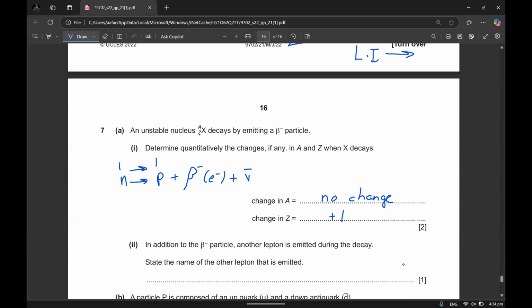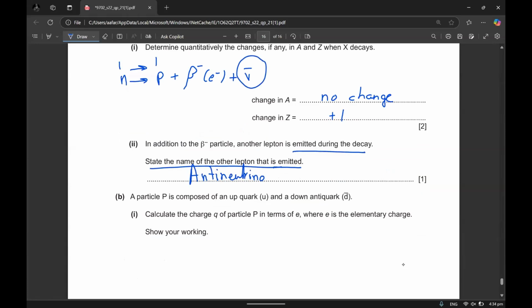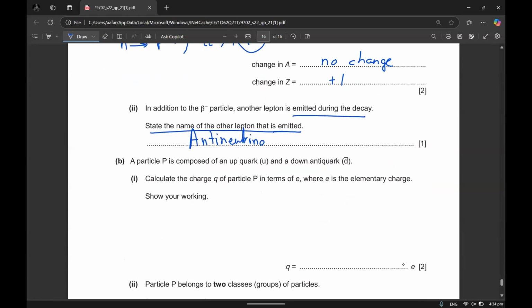In addition to the negative beta particle, another lepton is emitted in the decay. State the name of the lepton. This is the antineutrino. These are basically fundamental particles, leptons. A particle P is composed of an up quark and an anti-down quark. Calculate the charge Q of particle P in terms of e, where e is the elementary charge.